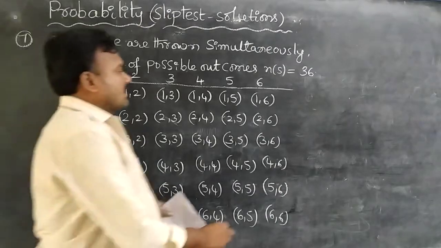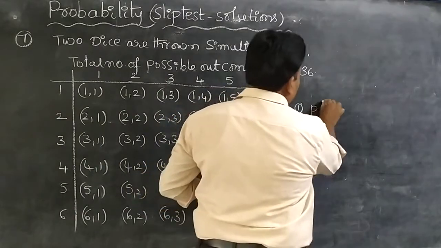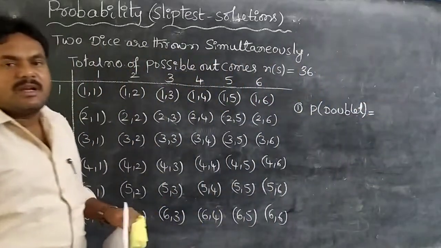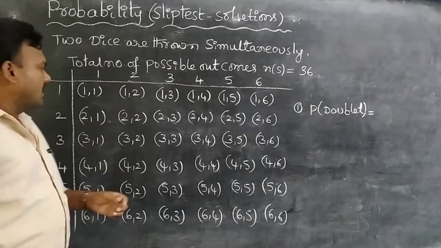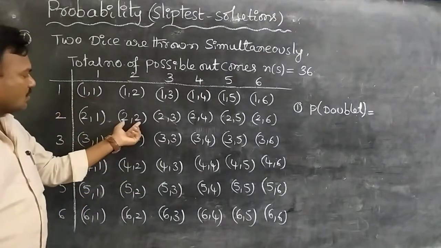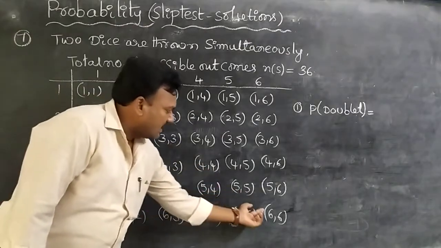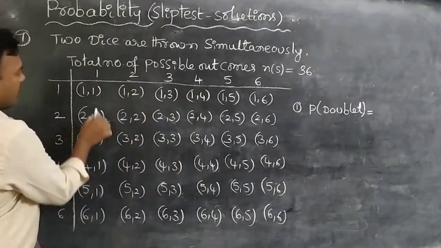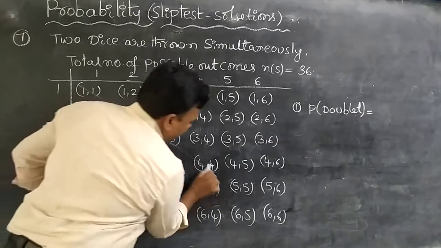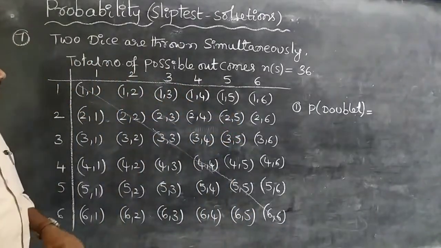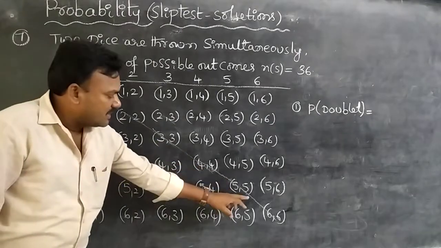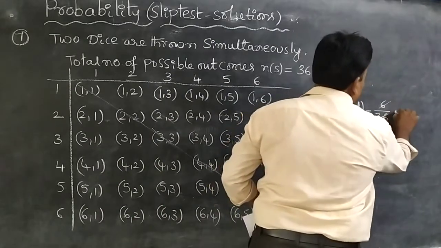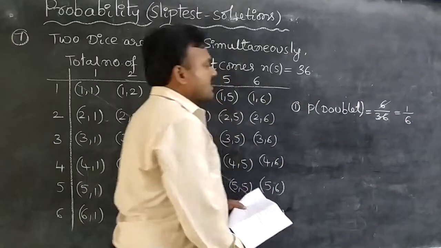The first one is the probability of a doublet. A doublet means both numbers are equal. Here observe, 1,1, both numbers are equal, 2,2, 3,3, 4,4, 5,5, 6,6, whatever it may be. These are doublets. How many are there? 1, 2, 3, 4, 5, 6. So favorable outcomes equal 6, total number of outcomes equal 36. Strike it off, what do you get finally? 1 by 6 is the solution.